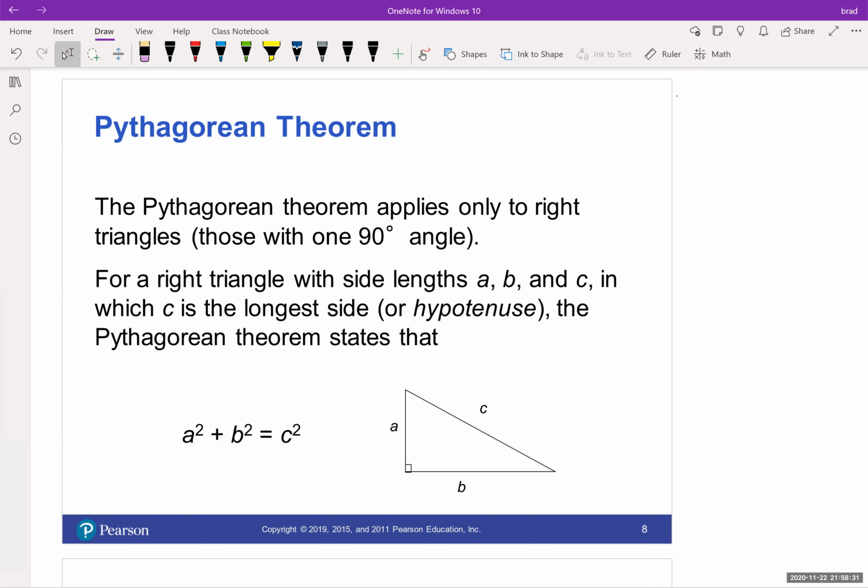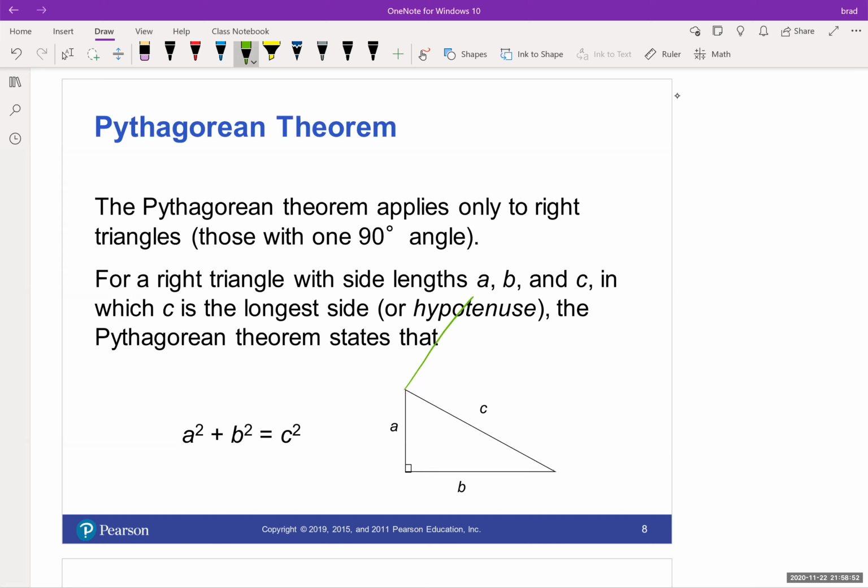So the Pythagorean theorem applies only to right triangles. Remember we talked about right triangles having this little box in the bottom to tell us that it has a 90-degree angle. So it says for right triangles with side lengths A, B, and C, in which C is the longest side, we call it the hypotenuse, the Pythagorean theorem states that A squared plus B squared equals C squared. Now, it has something to do with this.